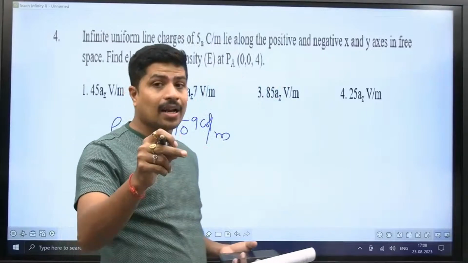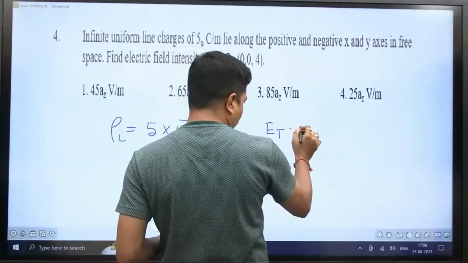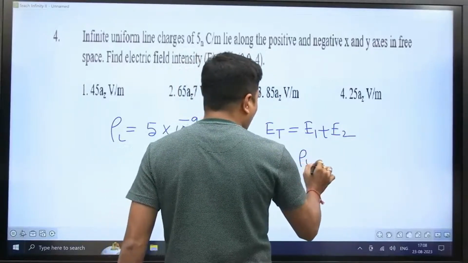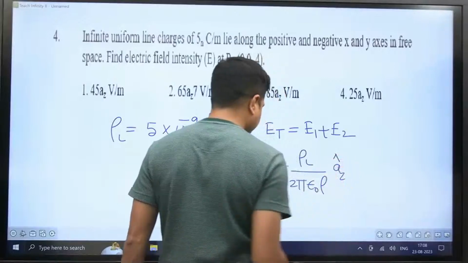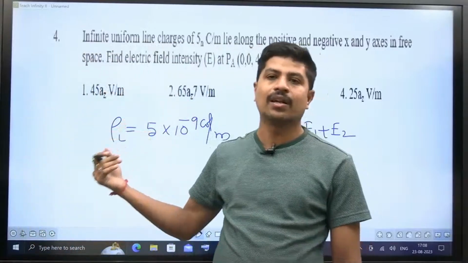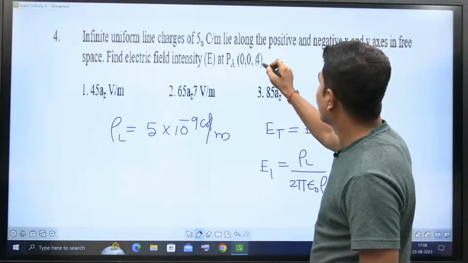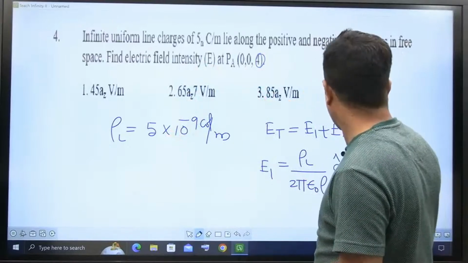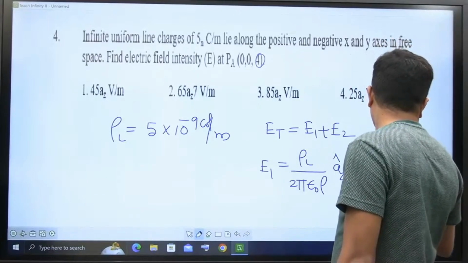Now here we have two electric field intensities. One is from x, another one is from y. Therefore, the total electric field intensity E total is equal to E1 plus E2, where E1 is equal to rho L by 2 pi epsilon naught rho, into a_z. I'll tell you what rho L is. Rho L is the line charge density, which he already gave as 5 nanocoulomb per meter. And this rho is this distance, 4, the distance from the point to the z-axis. E2 is also the same: line charge density by 2 pi epsilon naught into rho.